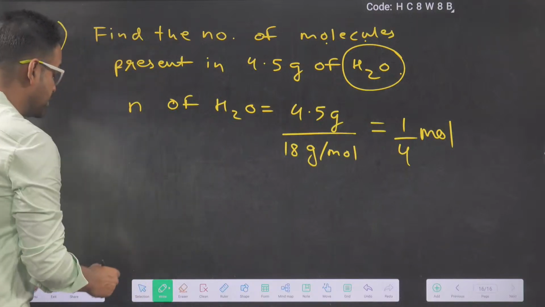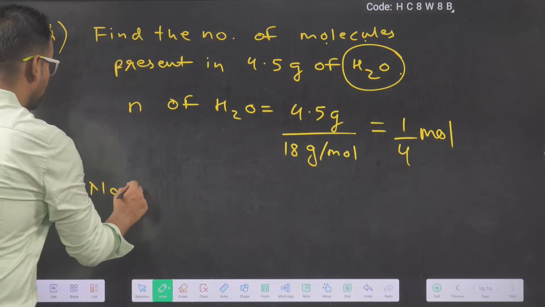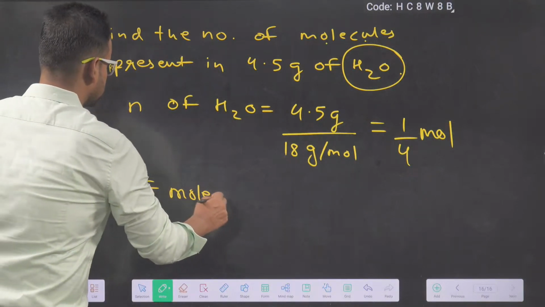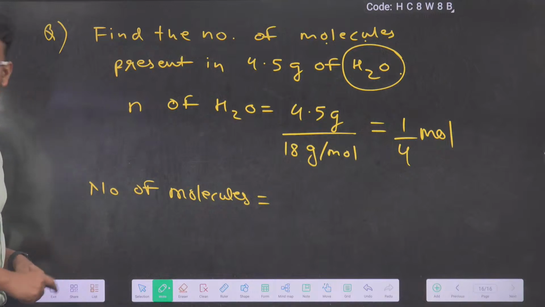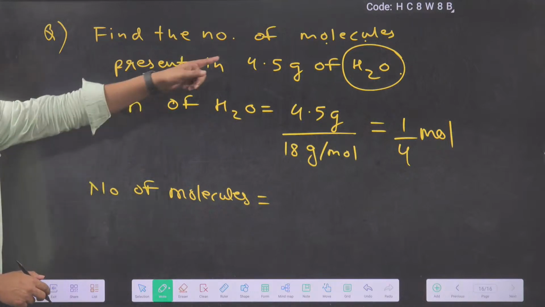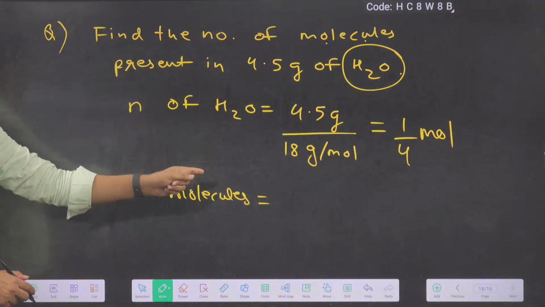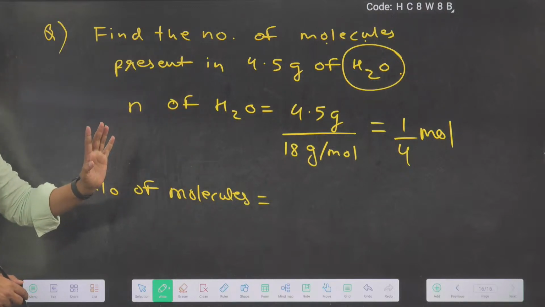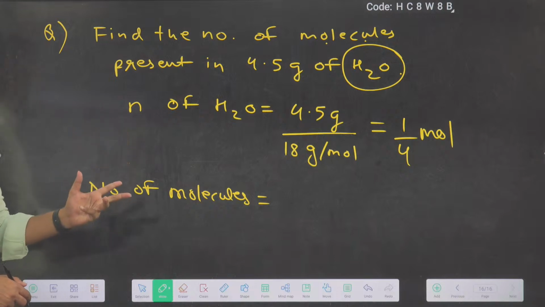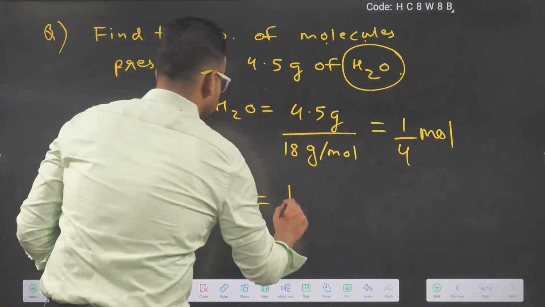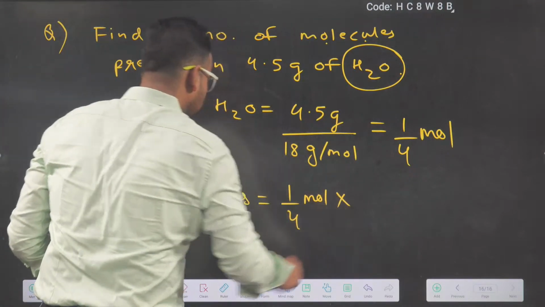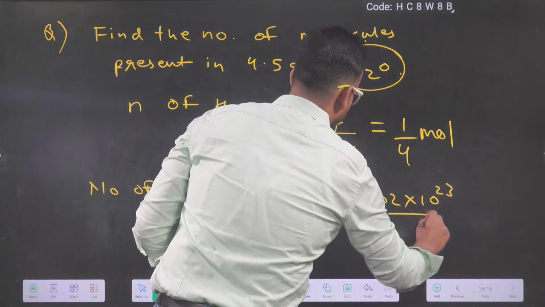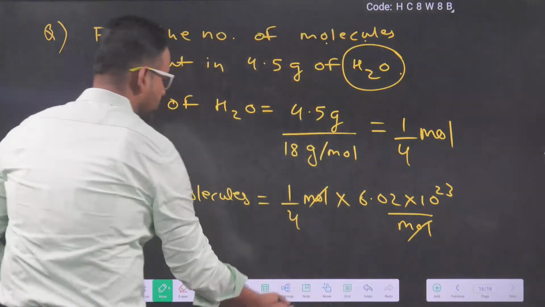And then what you will do is number of particles, and particles over here will mean number of molecules, because H2O is not an atom, H2O is a molecule. Earlier it meant number of atoms. So particle will depend upon what is given in the question. So number of molecules is 1 upon 4 moles of water into 6.02 into 10 to the power 23 per mole. Mole cancels.